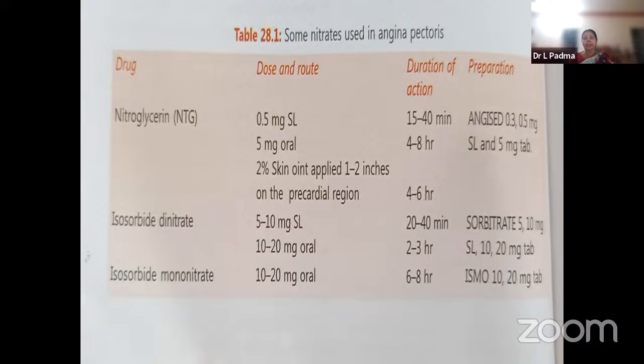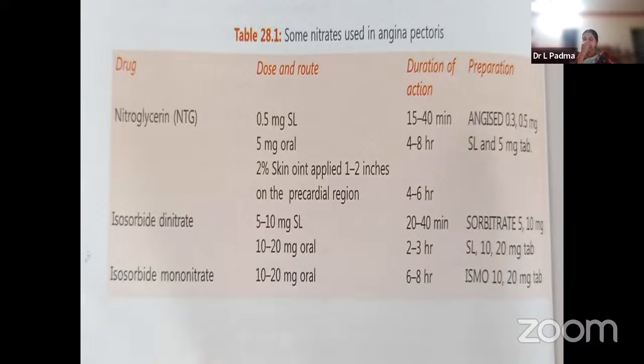So to that extent, they are very effective. So you have to know which form of nitrates to be given. Nitroglycerin, when it is given sublingually, is also known as glyceryl trinitrate, which comes as Angispan. 0.5 milligrams sublingually can be given at an interval of 5 minutes, 3 times, and the duration of action is 15 to 40 minutes.